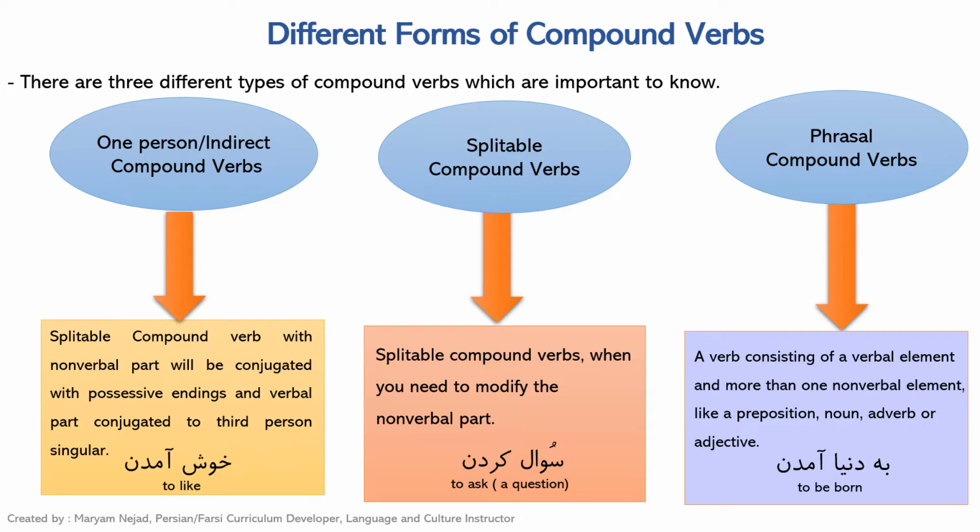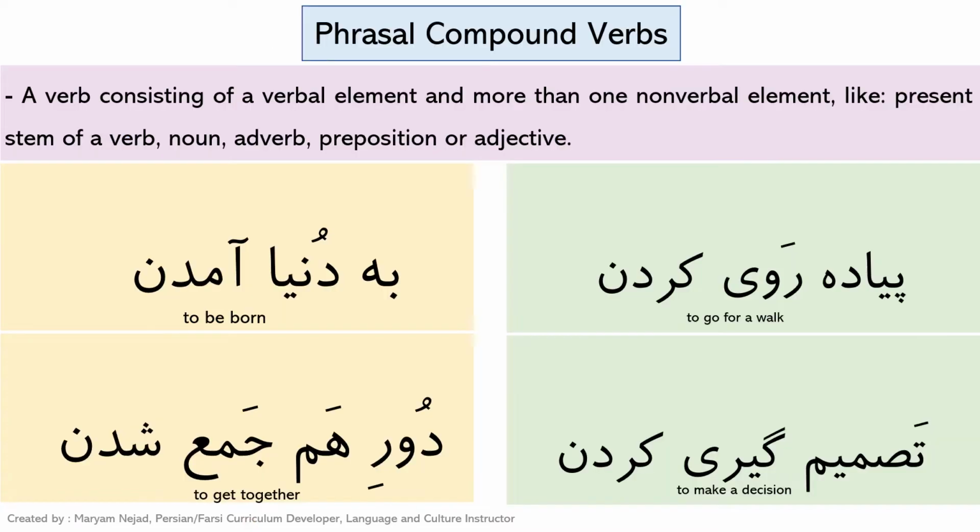And now we are going to go over the three forms of compound verb, as you can see here. The phrasal compound verbs, splitable compound verbs, and one-person or indirect compound verbs. I'm just going to give you a little bit of explanation for each form, so you just know about them. The first form of compound verbs are called phrasal compound verbs. I'm going to use this example to explain this point.